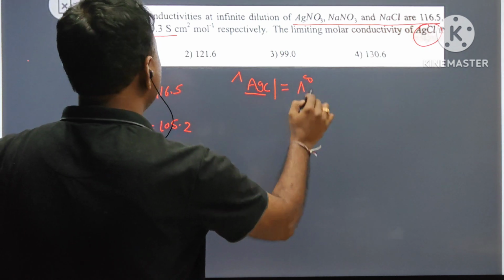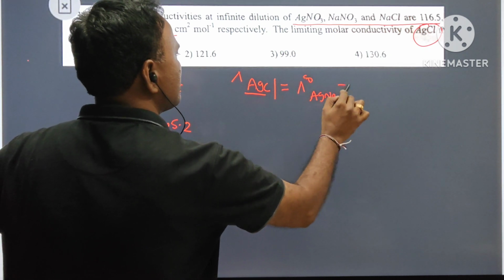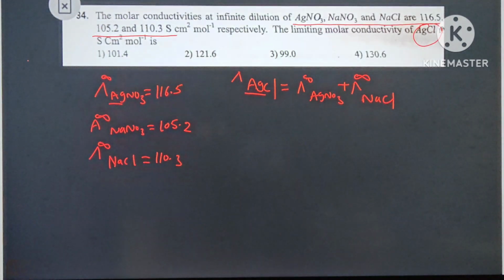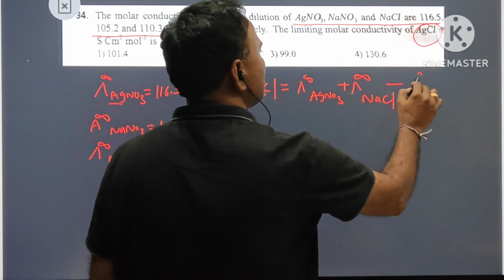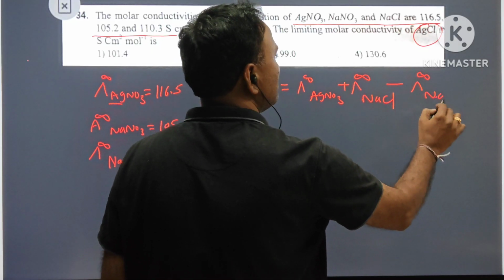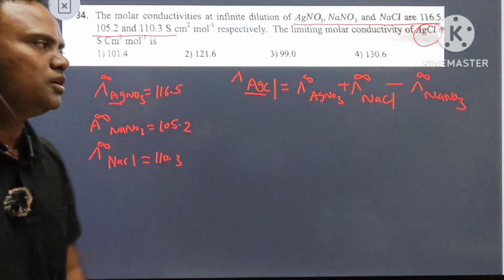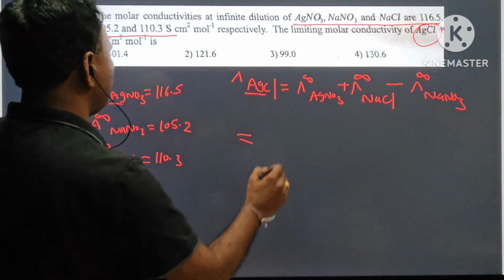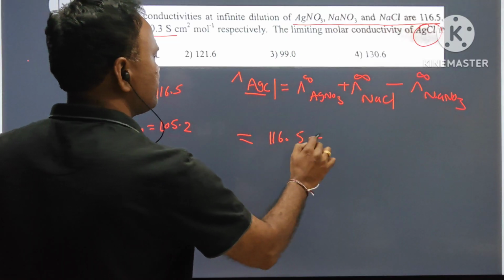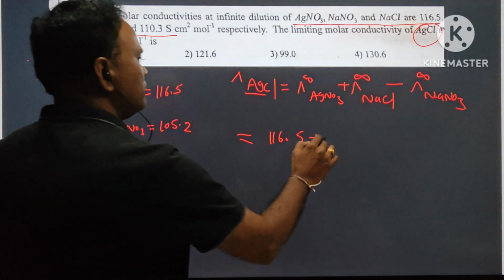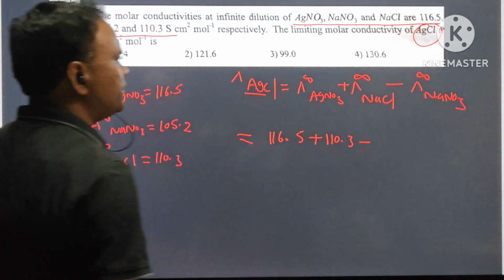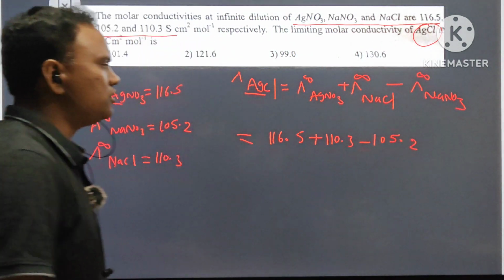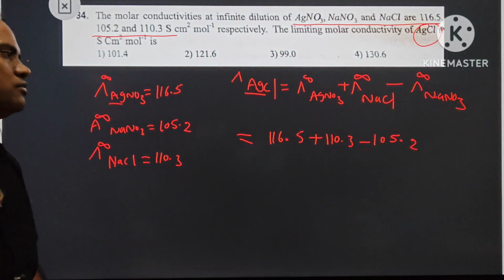Lambda infinity of AgNO3 plus lambda infinity of NaCl. These 2 are having a common ion. Subtract the one without a common ion. NaNO3 is not having a common ion. Now substitute the data. Equivalent conductance of AgCl is equal to AgNO3 value 116.5, NaCl value 110.3, minus NaNO3 value 105.2. Add all and subtract this 105 value.